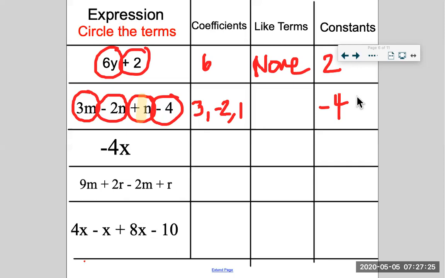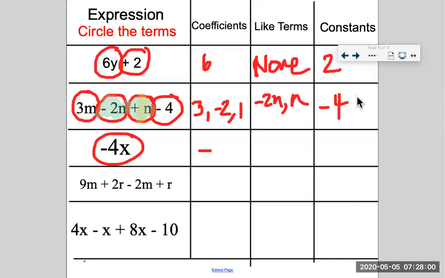So now like terms. Like terms are those that can be combined. What could be combined here? Well, we have n's and other n's. Those are like terms because they are the same variable. So we would write -2n and n as our like terms. Now, if we wanted to combine those like terms, we could because they are the same thing. If we had -2 of something and then +1 of something, that would give us, when we combine them, a -n.